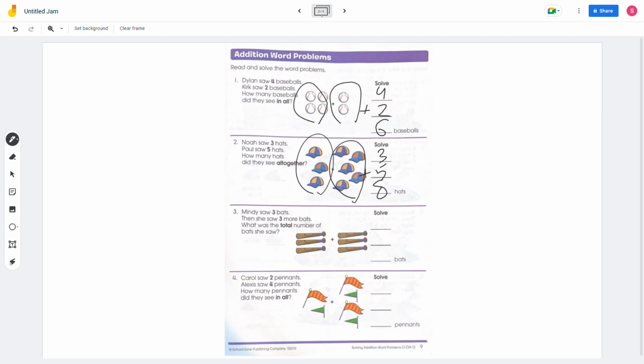Mindy saw 3 beds, then she saw 3 more beds. How many total beds did she see? So she saw 3 beds and saw 3 more. So more. Plus 3. 3 plus 3 will be 6.